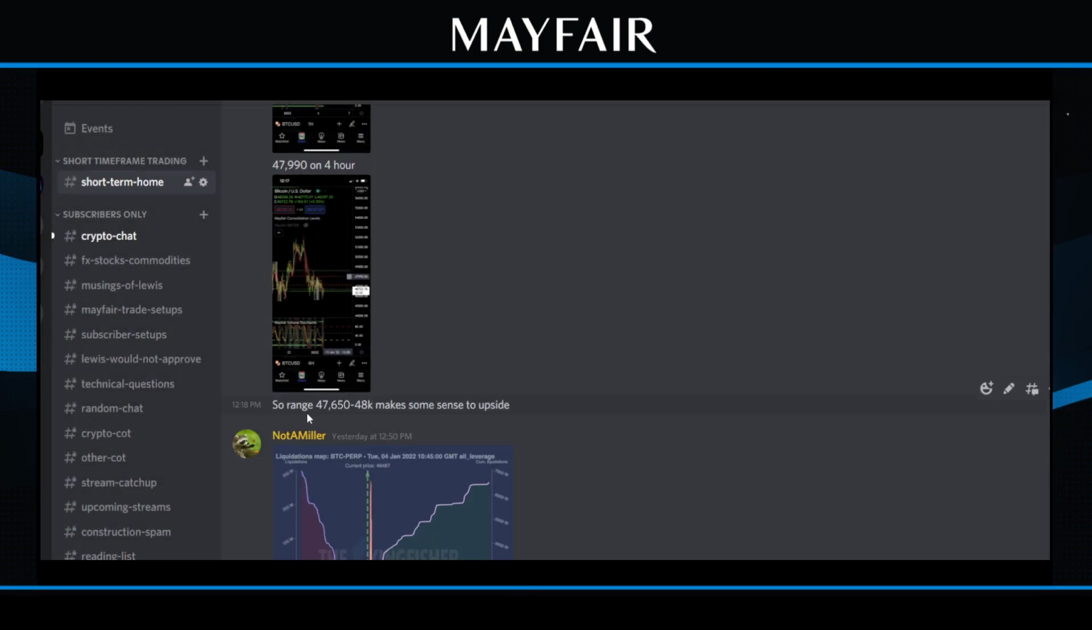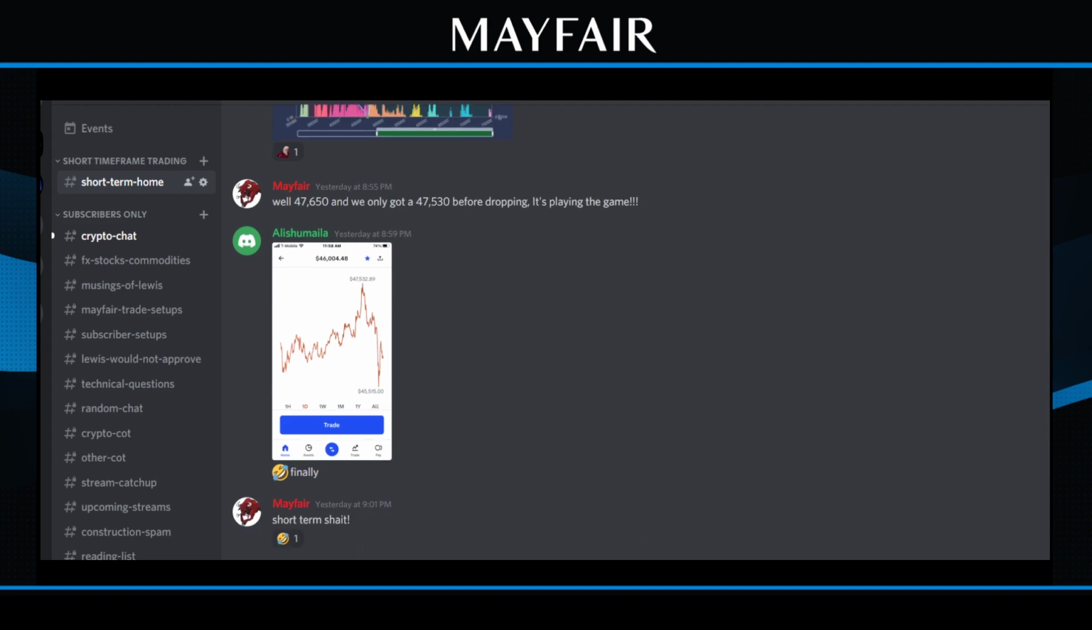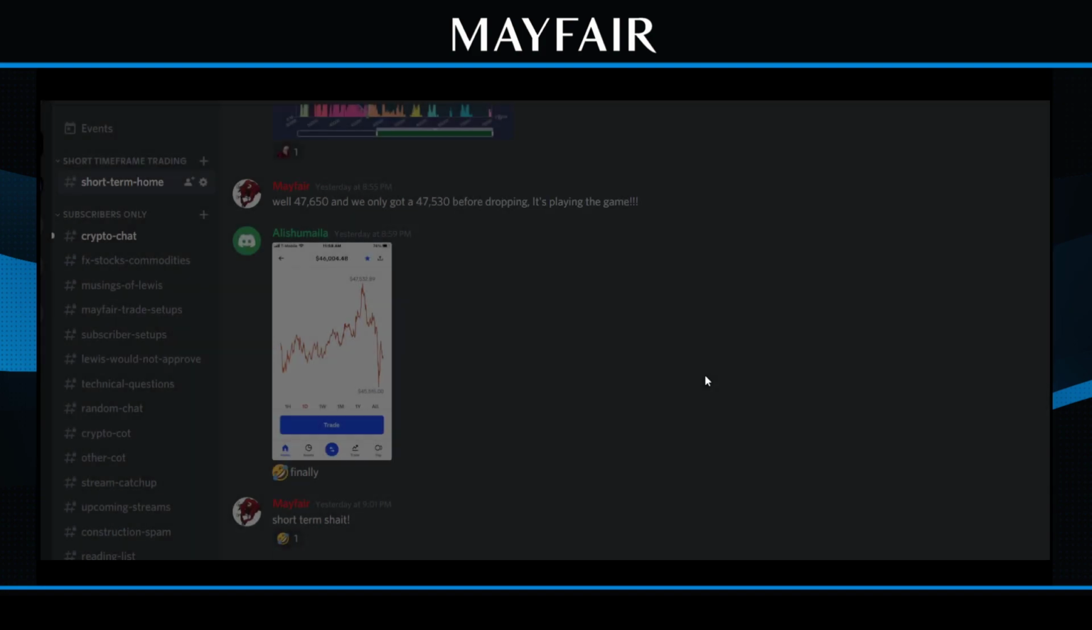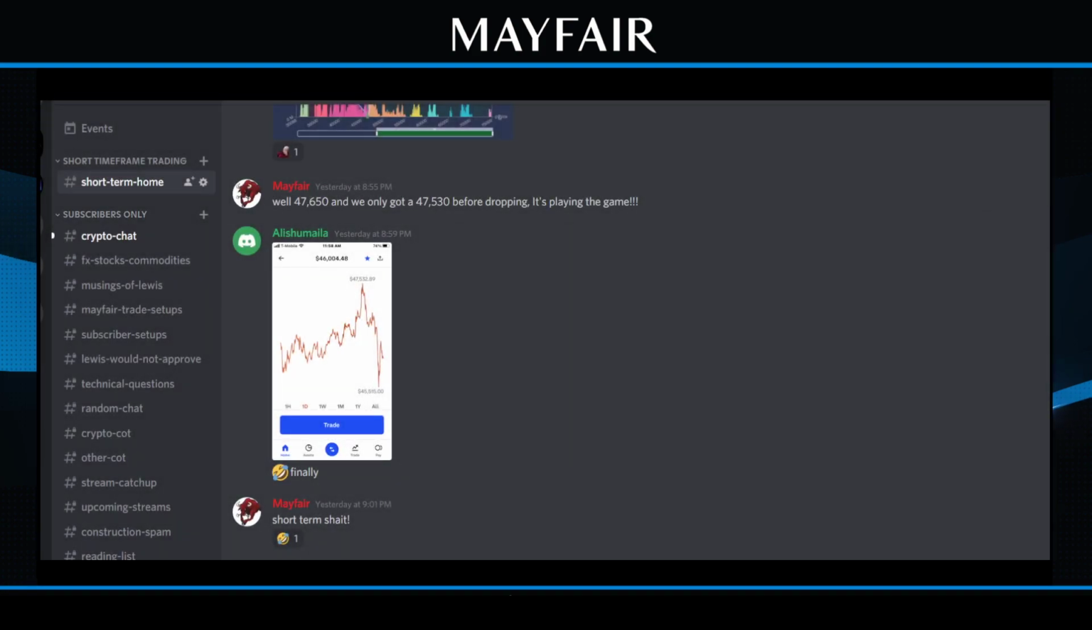So I said a range of 47.6 to 48 ideally would have been the sweet spot, and we actually ended up getting 47.5 before dropping back down again to the 45.5 level, which you can see there. So yeah, pretty cool overall.